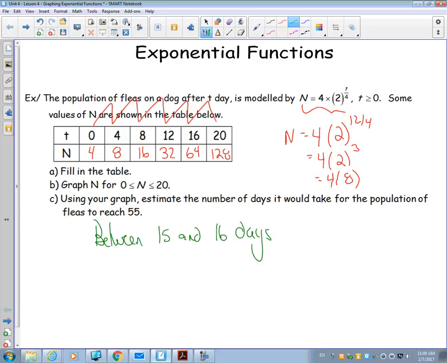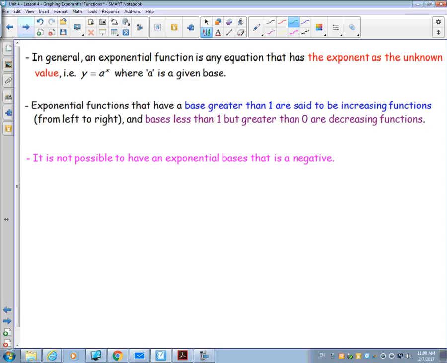So, and I'd be okay with a number you chose there, maybe approximately 15.5 or 15.6. It's an approximation. And that's all we can do is approximate from the graph. We know 16 days is 64, so it's going to be slightly less than that, right? Okay, where do these equations come from?